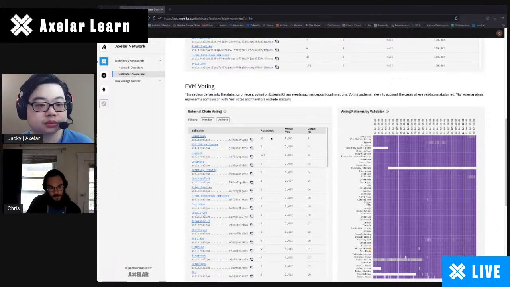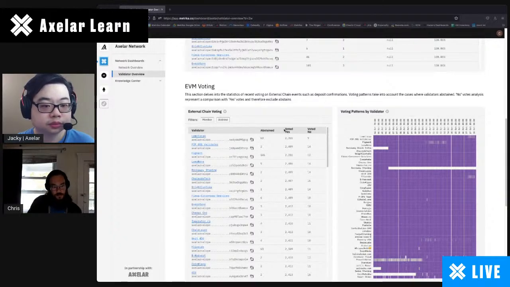The two ways a validator can miss out on earning rewards is by abstaining or not participating, which you can see in this column here, or if they vote against the majority, which is often indicated by no votes, but we'll get to how you can really parse out and understand if they're voting with the majority.